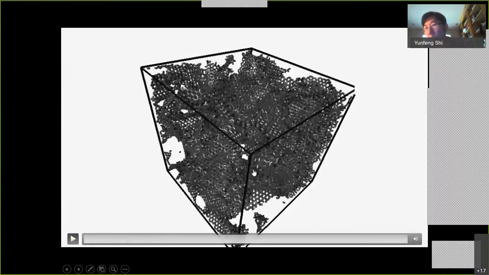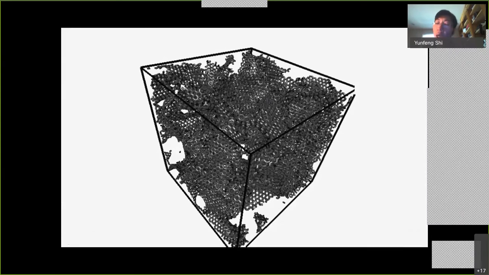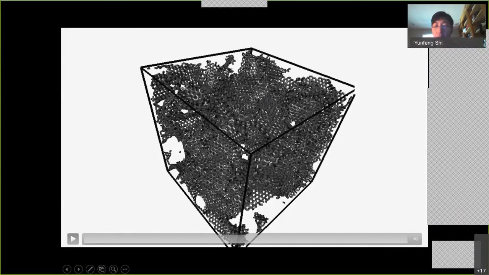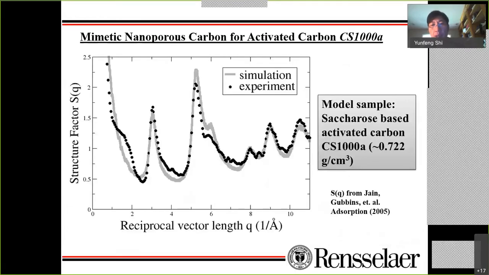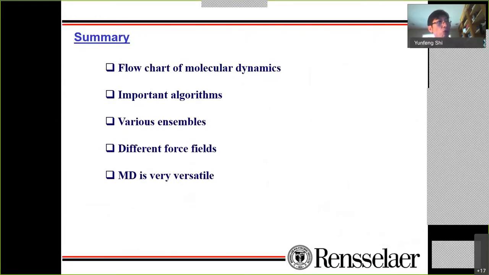So I want to show you that. Let's stop at the last point, right? So how do we know we have a good structure? We can compare to experimental structural characteristics like X-ray diffraction and small angle X-ray diffraction. So this structure is the most structurally accurate nanoporous carbon out there, and it fits the experimental structural characteristics really, really well. Okay, so that is sort of the end of this presentation.